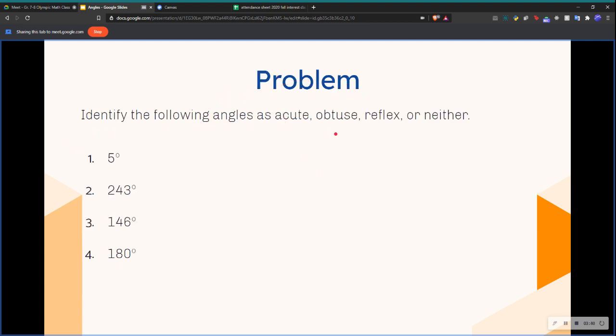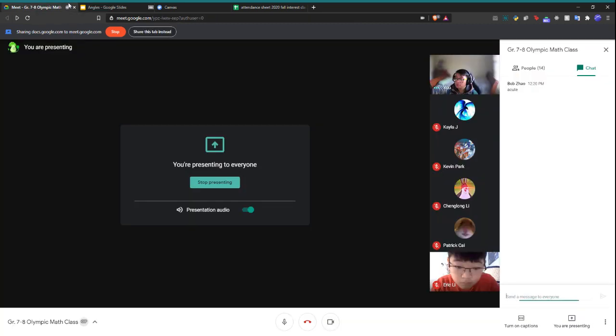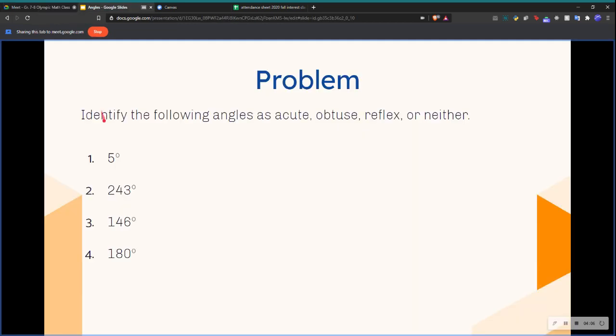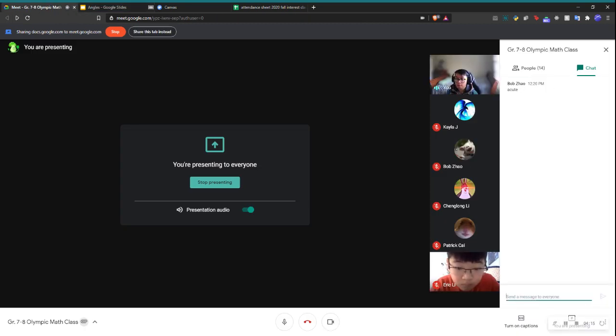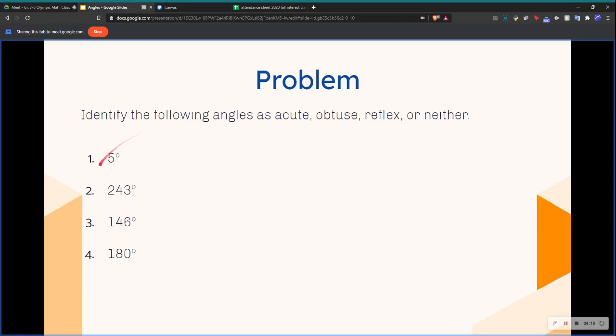So identify the following angles as acute, obtuse, reflex, or neither. It should be fairly straightforward. Can someone give me an answer for question 1? What angle is that, out of these 4 options? Anyone have an answer for question 1? So, yeah, acute angle. Bob said so too. Okay, good. Yeah, between 0 and 90 degrees. So this is an acute angle.